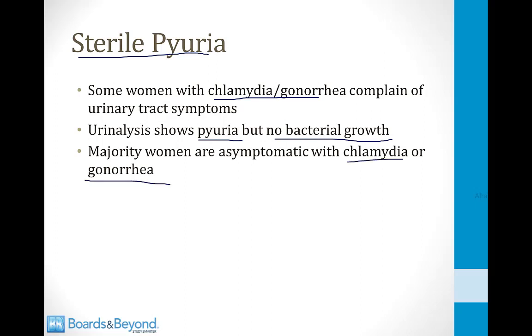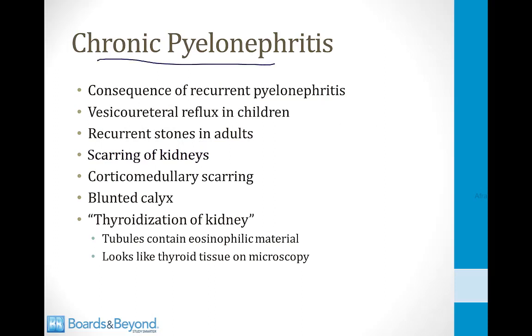The last thing I'll discuss is chronic pyelonephritis. So this is something that happens when you have recurrent bouts of pyelonephritis. Usually it occurs in children who have vesicoureteral reflux, and it can also occur in adults who have recurrent kidney stones. And these patients will get scarring of the kidneys. So the corticomedullary area of the kidneys will have scar tissue laid down. They'll also have something called blunted calyces. So let me tell you what I mean by that.